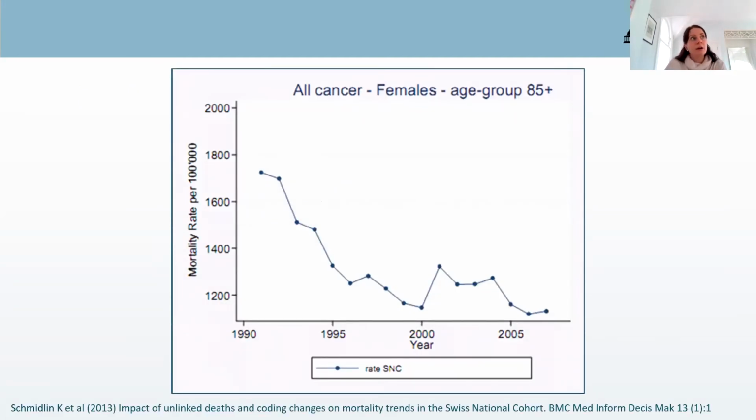So what are the ways of trying to identify these errors? If we can compare to an external gold standard or another reference data set, then this might at the very least be able to tell us which groups are most affected by errors. So this example comes from linkage of mortality data for the Swiss national cohort.